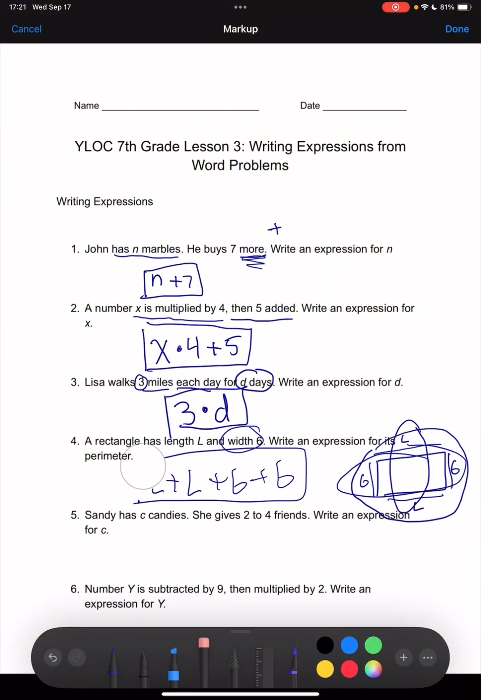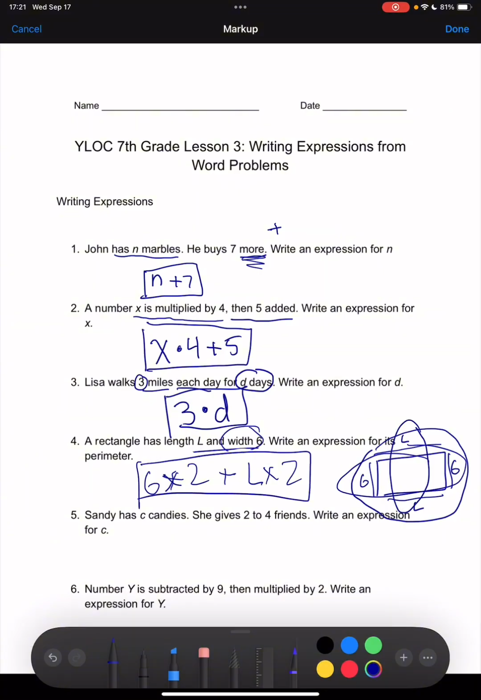Or you can write 6 times 2, which is basically the same thing as 6 plus 6, plus L times 2, which is the same thing as L plus L. So this answer also works.